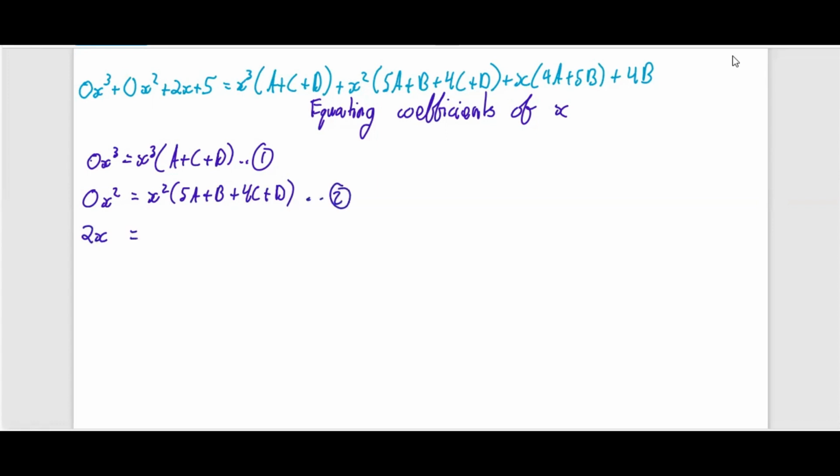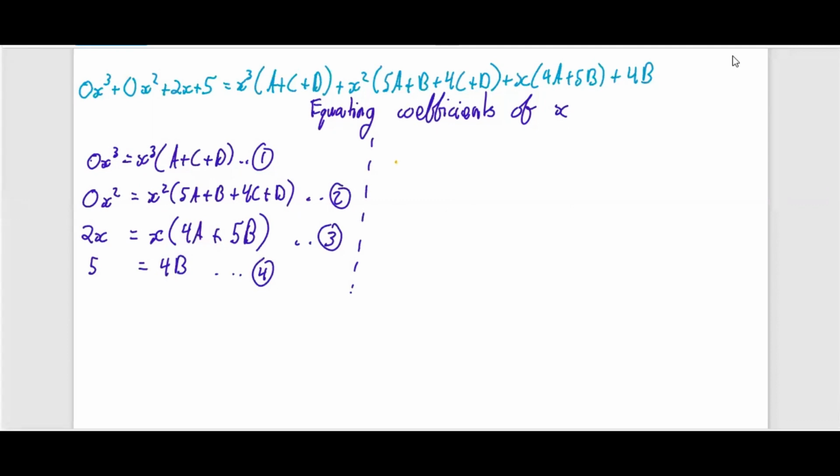So we have 2x is equal to x, 4a plus 5b. Name that 3. And then 5 will equal 4b. Name that 4. Right. So now we can rewrite it in a nicer way.